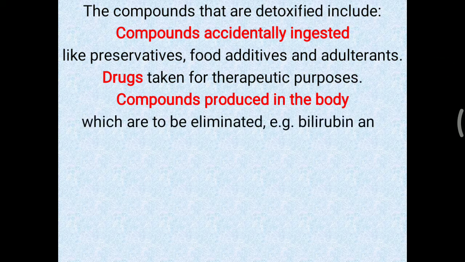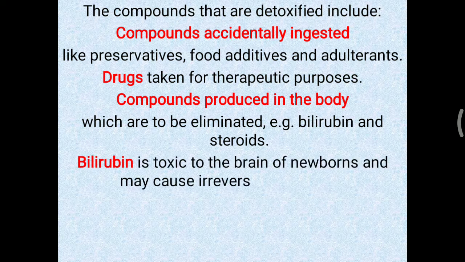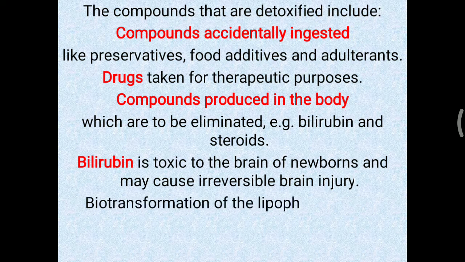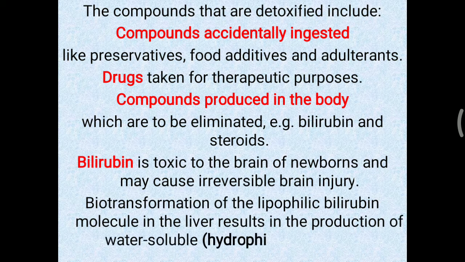Compounds produced in the body which are to be eliminated, you also have to remember, with two particular examples: bilirubin and steroids. Bilirubin is generally the end product of hemoglobin metabolism. From hemoglobin, lastly bilirubin is generated. This bilirubin is toxic particularly to the newborn. It may cause irreversible brain injury because the blood-brain barrier is not properly developed. Lipophilic bilirubin, which is water insoluble, is converted into a water soluble form inside the liver. Production of this water soluble bilirubin is needed so that it can be excreted through the liver to the gallbladder and finally to the intestine, which helps to excrete the bile from our body. So that is an important compound which is generated in our body but needs to be detoxified and excreted from the body.